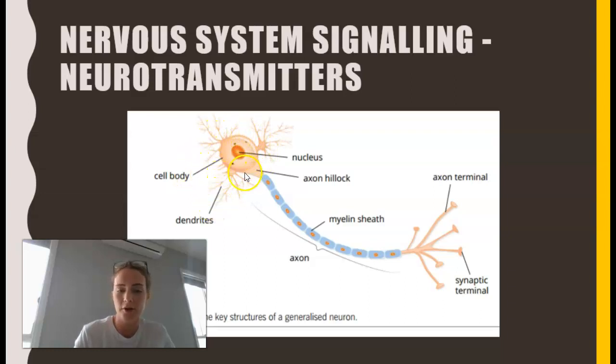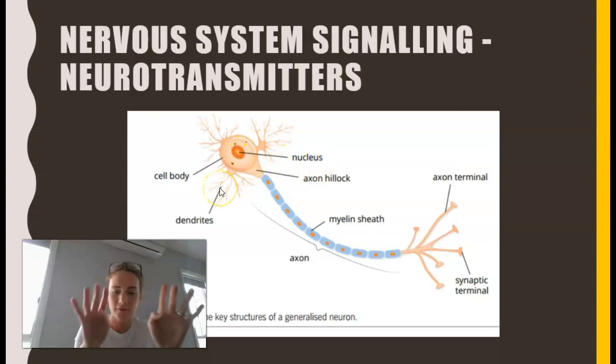So number one, you've got coming away from what we call the cell body, the main part of the neuron where we find the nucleus, there are these projections that hang out the sides and they're called dendrites. On the dendrites, we find receptors, which are going to be important structures for us to talk about when we're in 6.2.